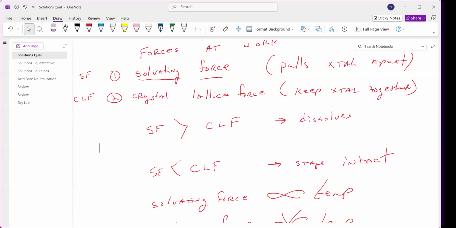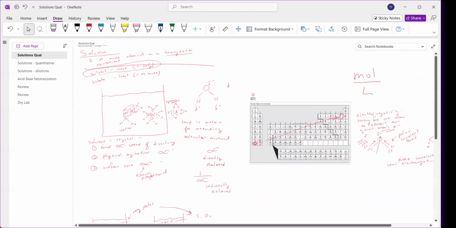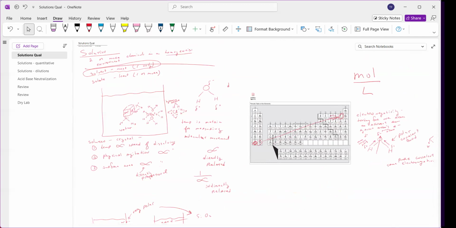Okay, so that's the qualitative side of solutions. Learned a lot of stuff today, and really interesting stuff. Next time you're with someone in a group, ask them how salt dissolves in water. Then amaze them with your knowledge.